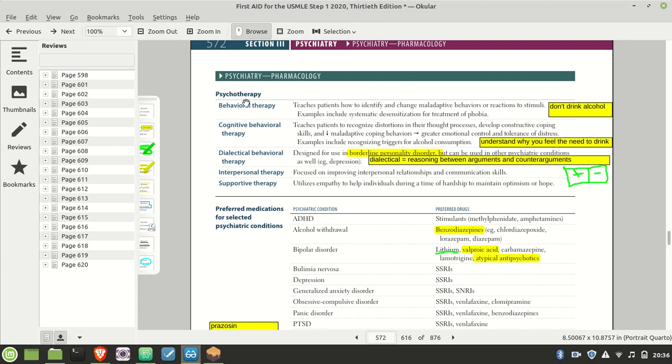So let's talk about the different types of psychotherapy, because it's easy to get lost between behavioral, cognitive behavioral, dialectical, and so on. Behavioral therapy just says, hey, here's what's bad. Change it. So an example would be, don't drink alcohol. This is something that they might give you on an exam. They might say, this advice would be an example of behavioral, cognitive behavioral, dialectical.